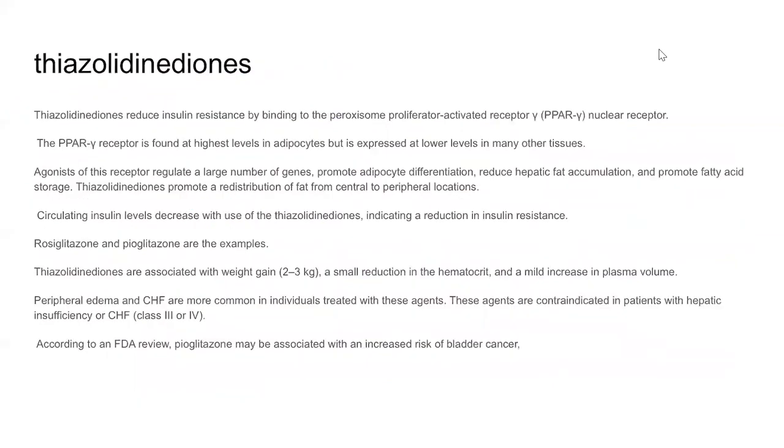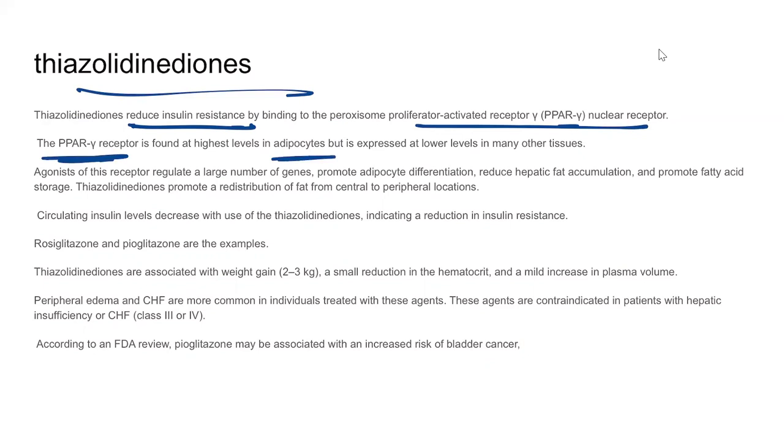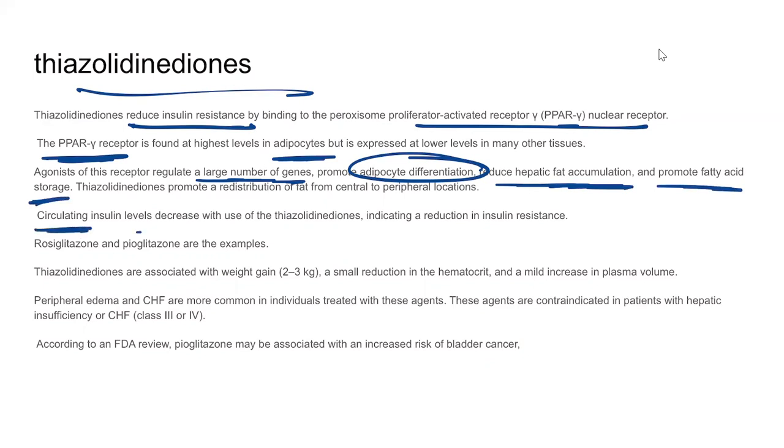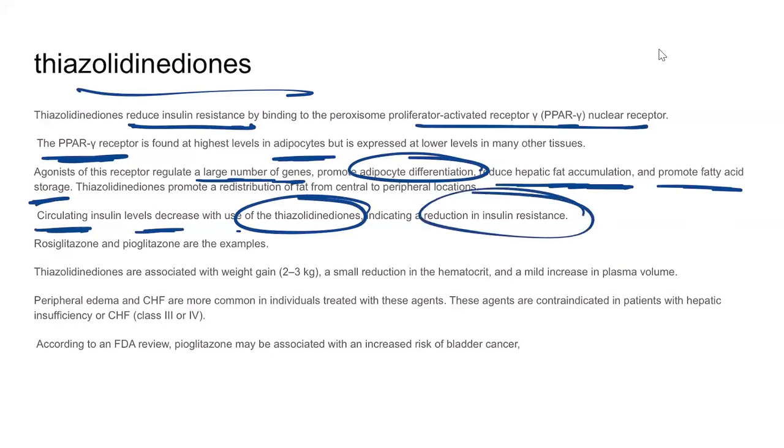Then another class of non-secretagogues is thiazolidinediones. They reduce insulin resistance by binding to the PPAR gamma nuclear receptor. The PPAR gamma receptor is found in adipocytes and it can be found in many other tissues. Agonists of these receptors, that is thiazolidinediones, regulate a large number of genes. It promotes adipocyte differentiation, reduces hepatic fat accumulation, and further promotes fatty acid storage. Circulating insulin level decreases with the use of thiazolidinediones, so they definitely reduce insulin resistance.